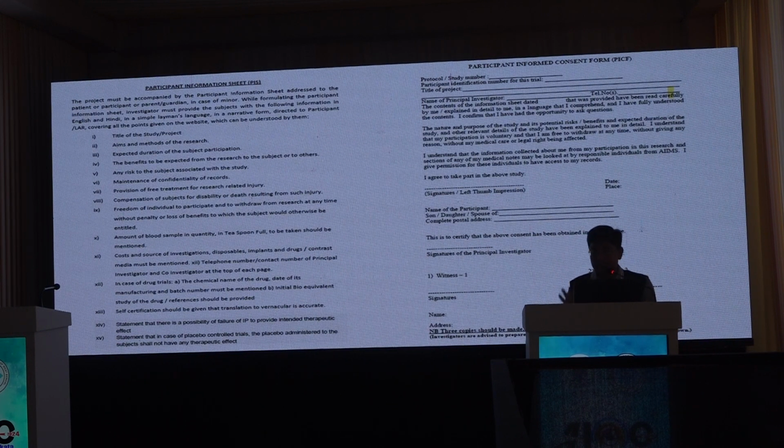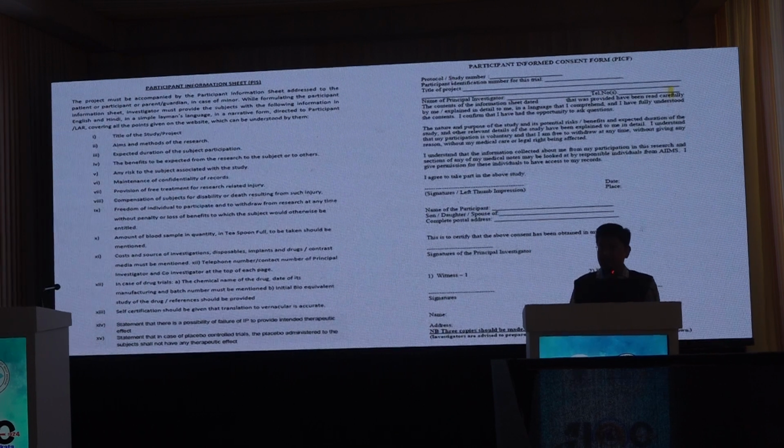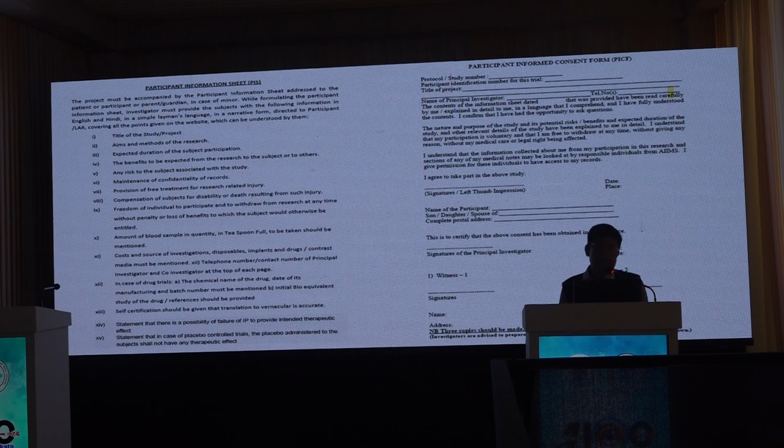And of course the consent form has to be in his language. Both the PIS and the PICF have to be in the language the patient is well versed in. So in Delhi we mandatorily insist on English and Hindi, and of course that the translation is adequate. That's again one thing. It's very simple nowadays.